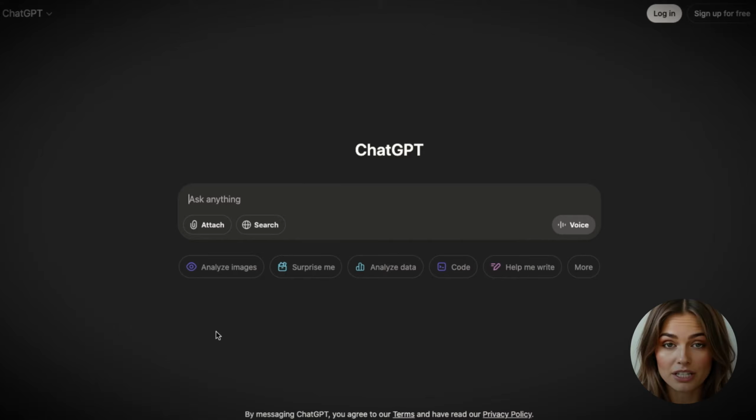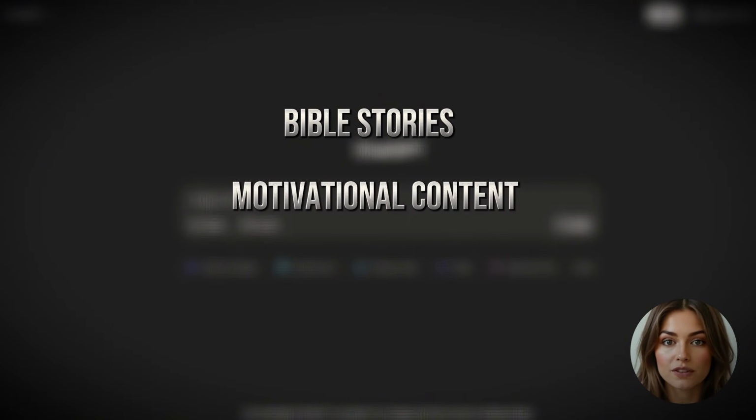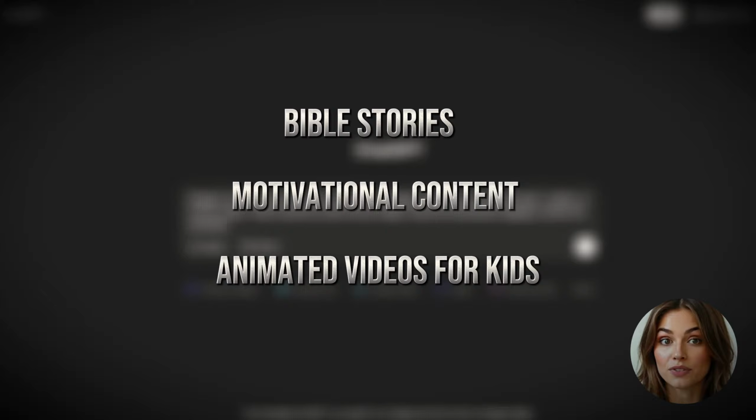Story selection. This is where things often go sideways. People just say, do a story about Jacob, and hit enter. That's not enough. Here's what to do instead. Open ChatGPT and give it your niche. Maybe it's Bible stories, motivational content, or animated videos for kids. But don't just ask for popular topics. Filter by emotion. That's trick number 1.